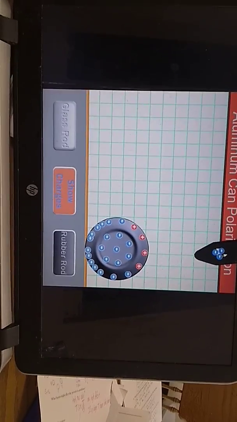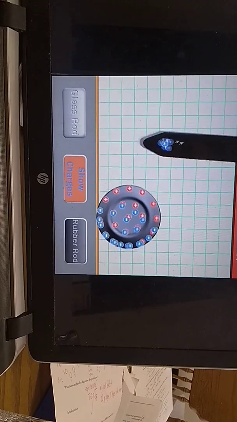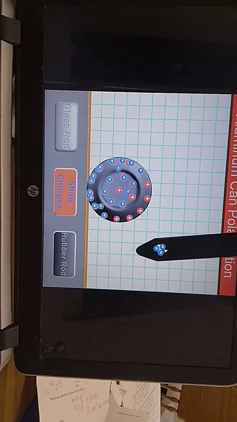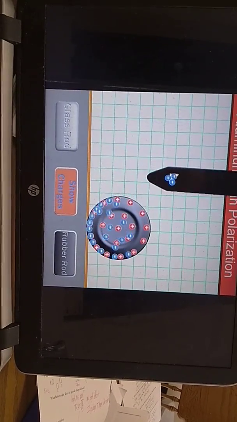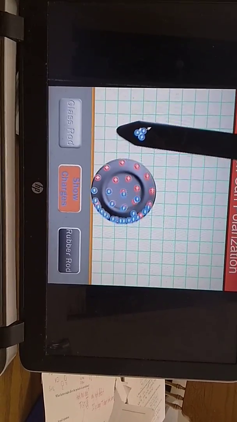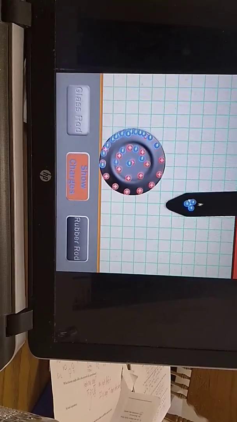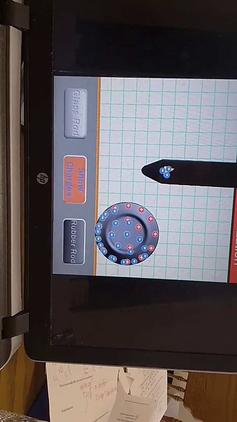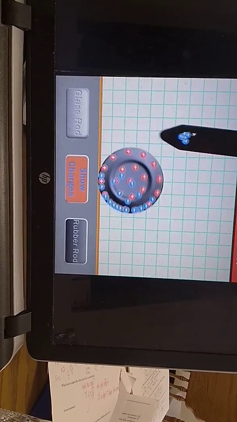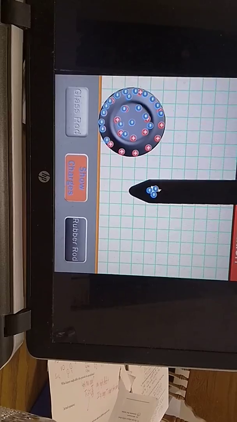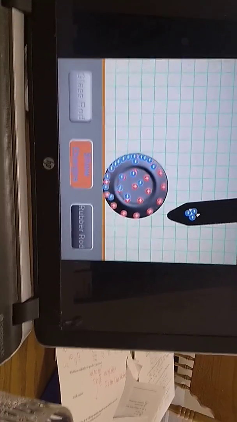Watch what happens if I move the rod around. The negative charges will move to repel away from it, but the positive charges that are closer to the rubber rod attract, and I can actually make the aluminum can move back and forth. And this is something you can actually do at home.